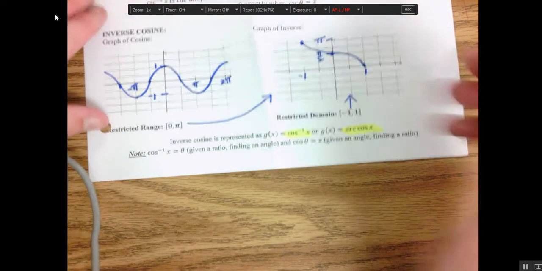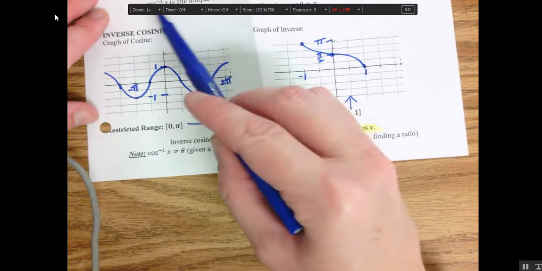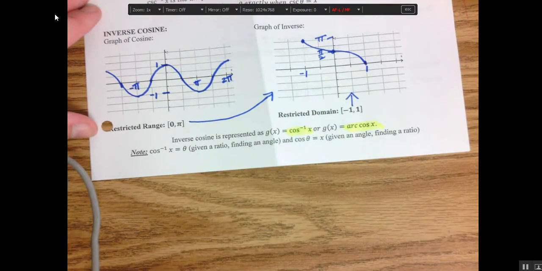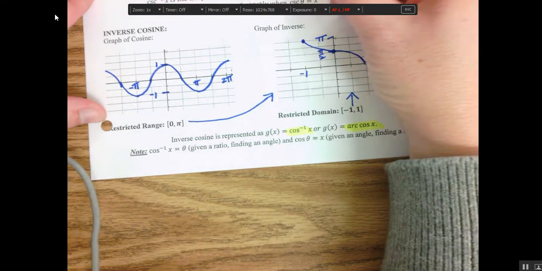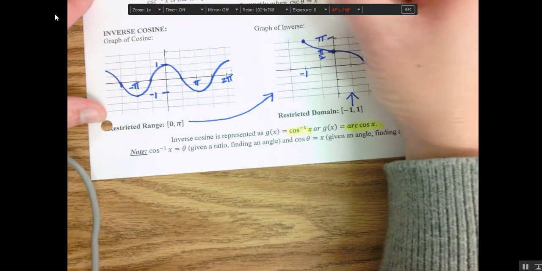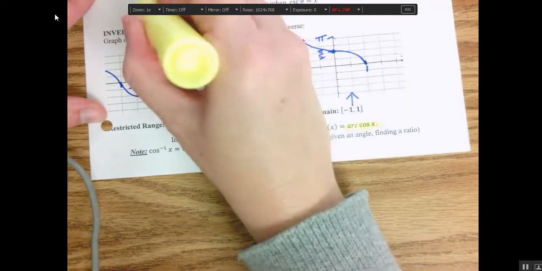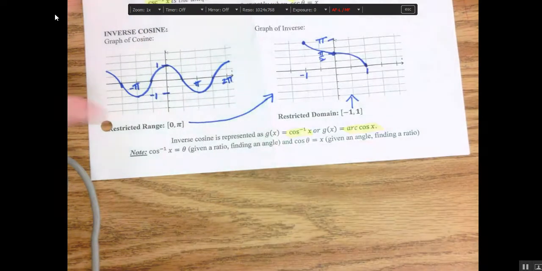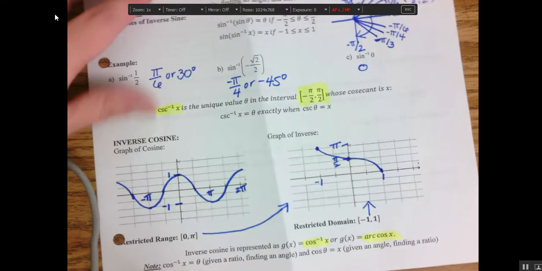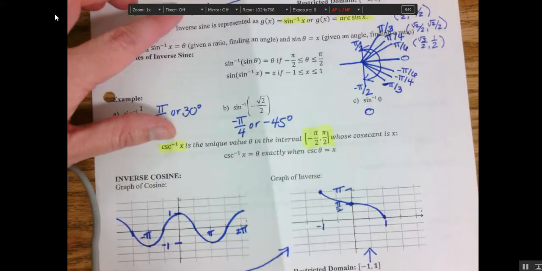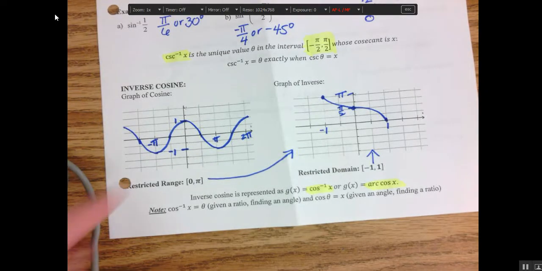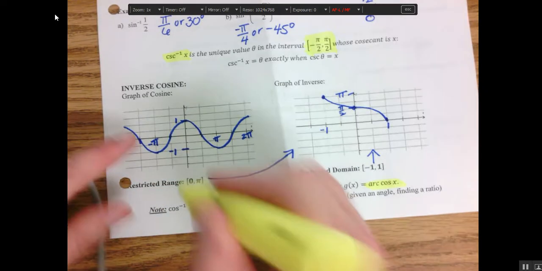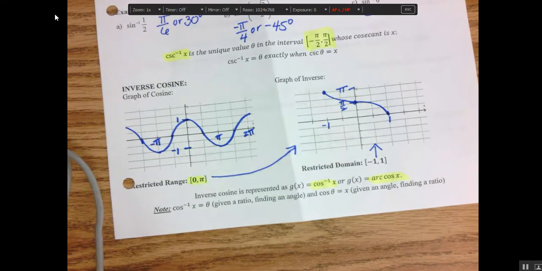One thing we skipped over up here is cosecant. Remember, you can have an inverse cosecant also. We didn't graph it. That's okay. Inverse cosecant is going to have the same restricted range as sine. Okay? Inverse sine. So inverse sine and inverse cosecant, sorry, that's up here. Inverse sine and inverse cosecant are both -pi over 2 to pi over 2. And cosine is going to be 0 to pi. Inverse cosine.